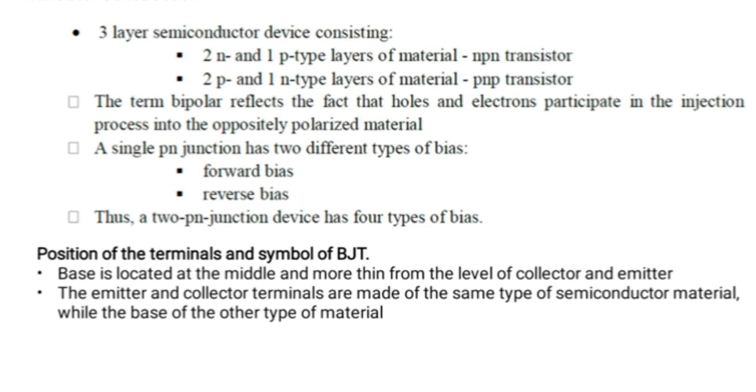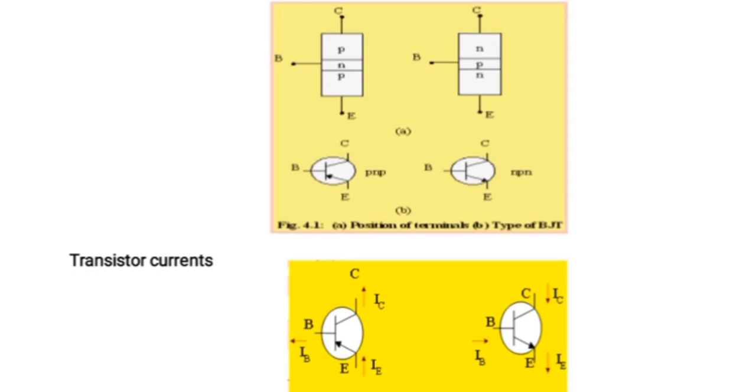A single PN junction has two different types of bias: one is forward bias and the other is reverse bias. Now the positions of the terminals and the symbols of the BJT: the base is located in the middle and is thinner than the collector and the emitter, which is the common base configuration. The emitter and the collector terminals are made of the same type of semiconductor material, while the base is made of the other type. So you can see the positions of the PNP and NPN.